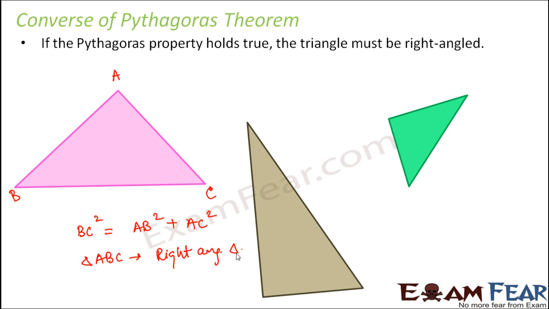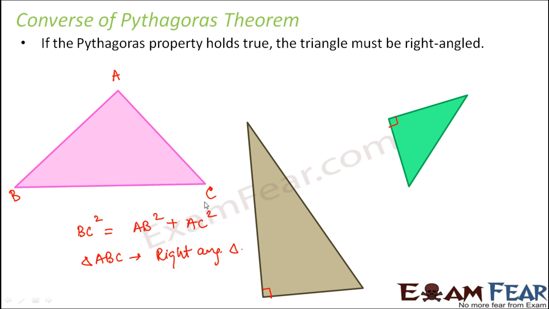It doesn't matter how the triangles are oriented. Many times, you are very easily able to identify the presence of a right angle, so it doesn't matter how it is oriented. But the moment the Pythagoras property holds true, that would prove by itself that the triangle is a right angled triangle. So let us even take one example.